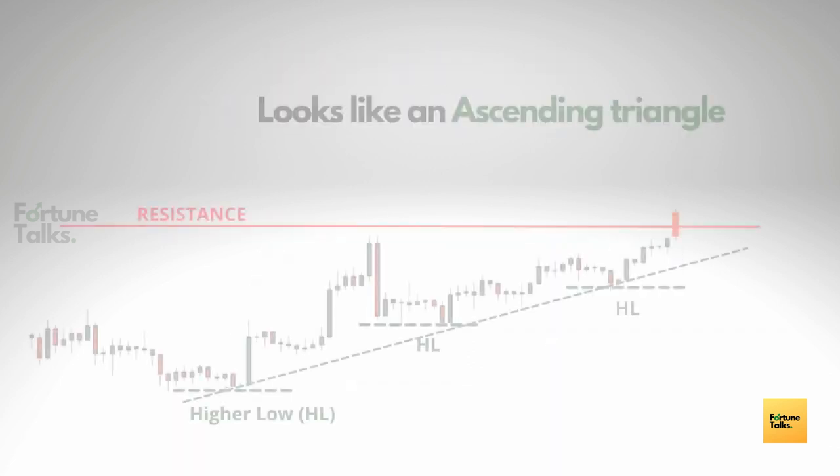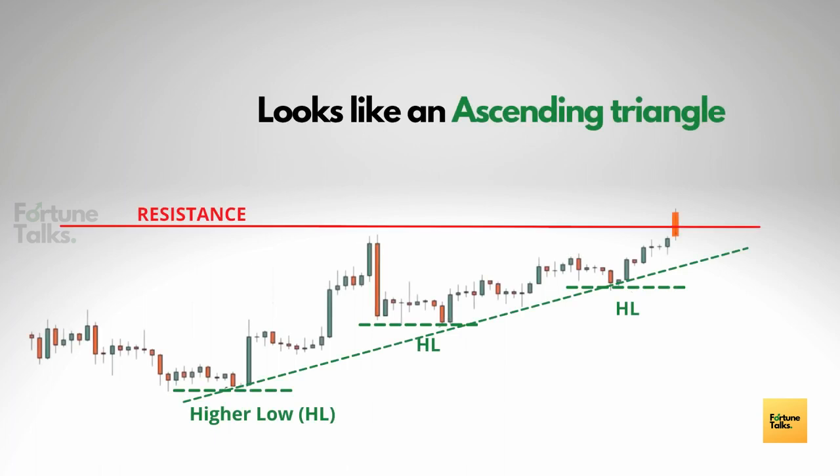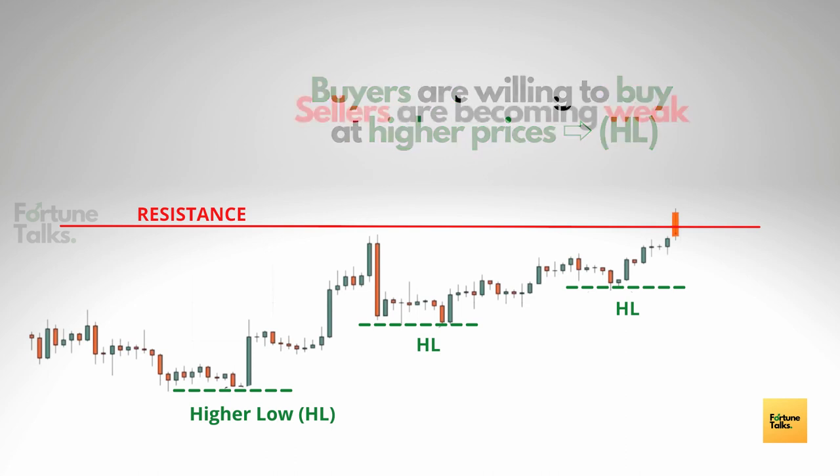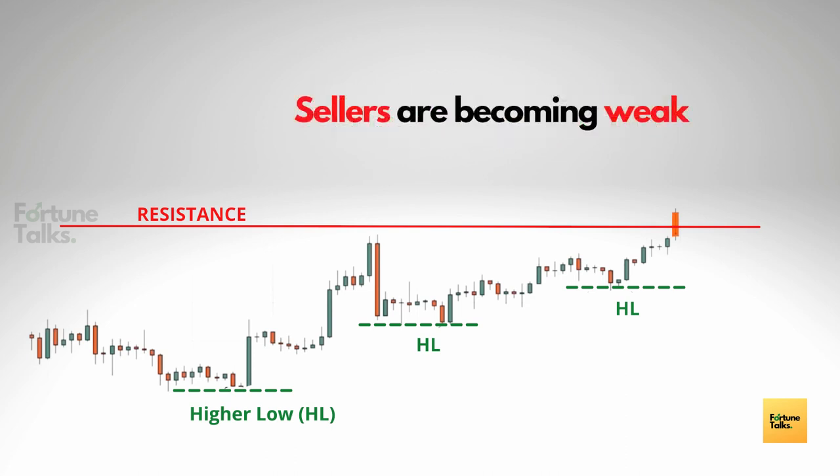Starting off, higher lows into a resistance looks something like this, and you can see the price looks somewhat like an ascending triangle pattern. This is significant because it's telling me that the buyers are willing to buy at higher prices and the sellers are not interested or they are weaker.